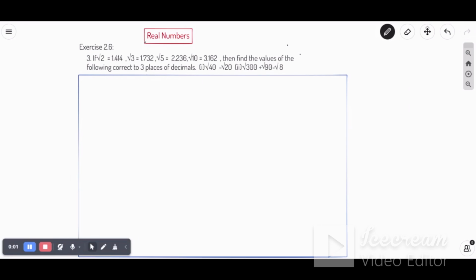Hi everyone, let us start with real numbers, exercise 2.6 and question number 3 today. If root 2 is equal to 1.414 and root 3 is equal to 1.732 and root 5 value is given, root 10 value is given, then find the values of the following up to 3 places of decimal. So we have to find root 40 minus root 20 up to 3 places of decimal.